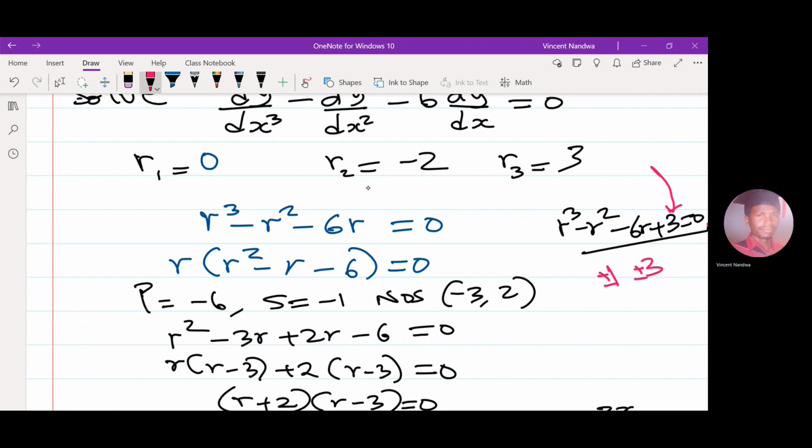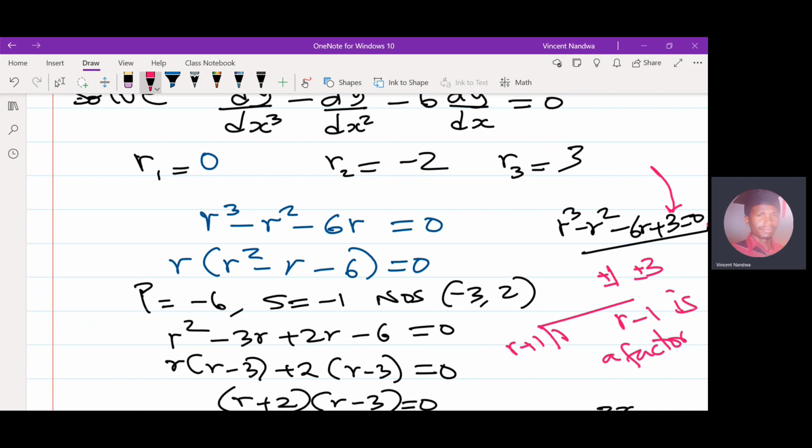which means r minus 1 is a factor. Or if you try to replace -1 for r and the left-hand side gives you 0, then it will be showing that r equals -1 is a root of that equation, which means r plus 1 is a factor of this cubic part. So assuming that is the case, r plus 1 is a factor, you can use long division to see the quotient in that division, which will be a quadratic expression, which you can easily solve.